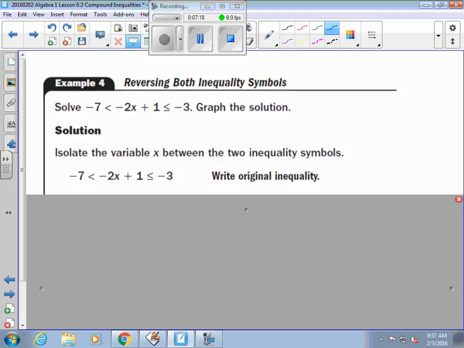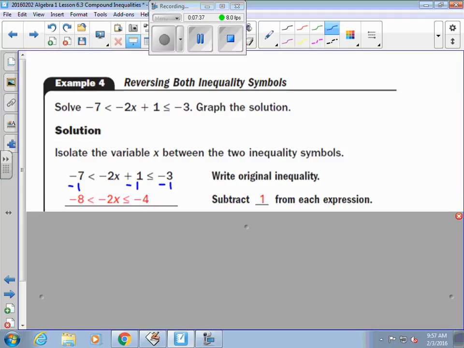The first thing you want to do in the middle, just like on the ones we were doing yesterday, is undo plus 1 by subtracting it. When you do it there, do it here and here. Negative 7 minus 1 is going to give us negative 8. Negative 3 minus 1 is going to be negative 4. Do you reverse the symbol? No, all we did was subtract. Leave the symbol alone. Negative 8 is less than negative 2x, which is less than or equal to negative 4.